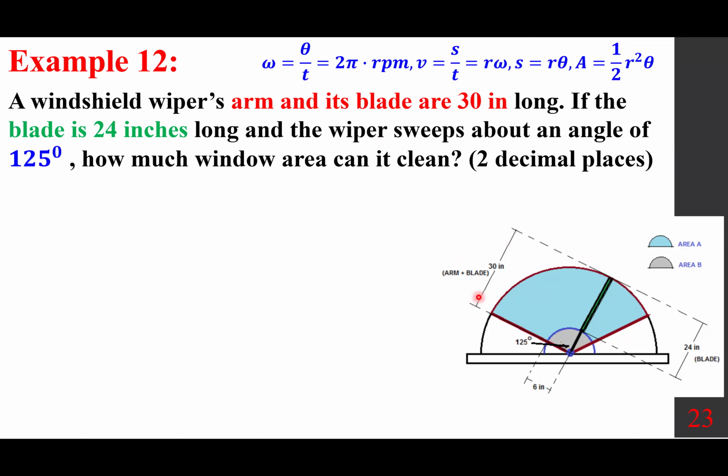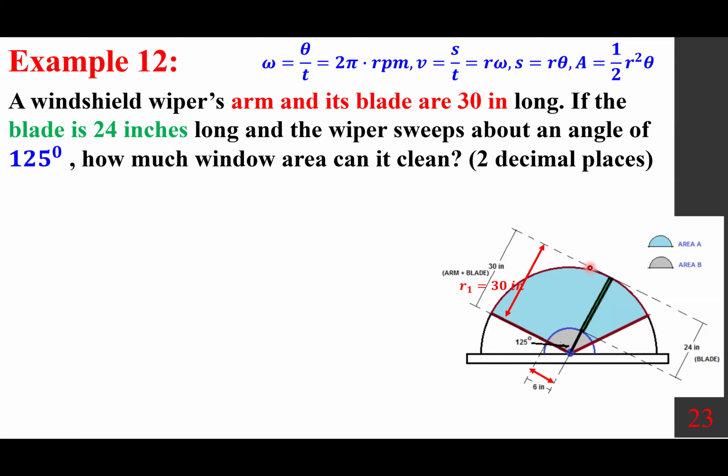I want to make sure we understand what's going on here. So this is the entire thing, 30 inches. And this is 6 inches. We call it R1. This is 6 inches. So basically what you do, you want to calculate the window area, the blue area. So you calculate the area of a sector for the entire thing with the radius of 30 inches, then they shaded the gray area and subtract it.